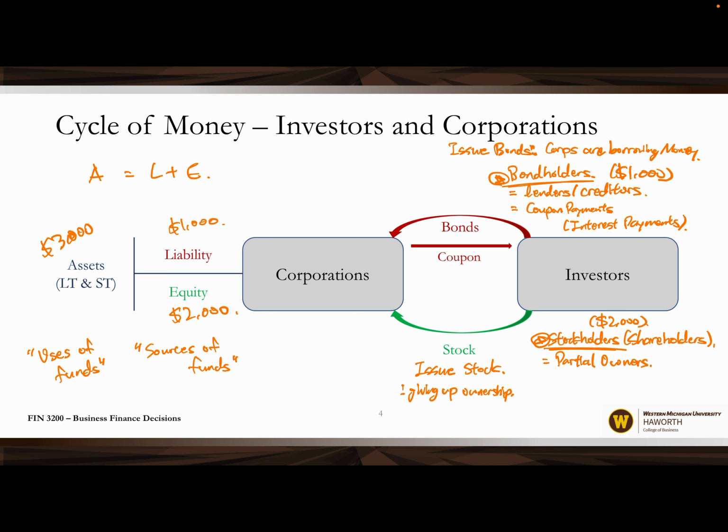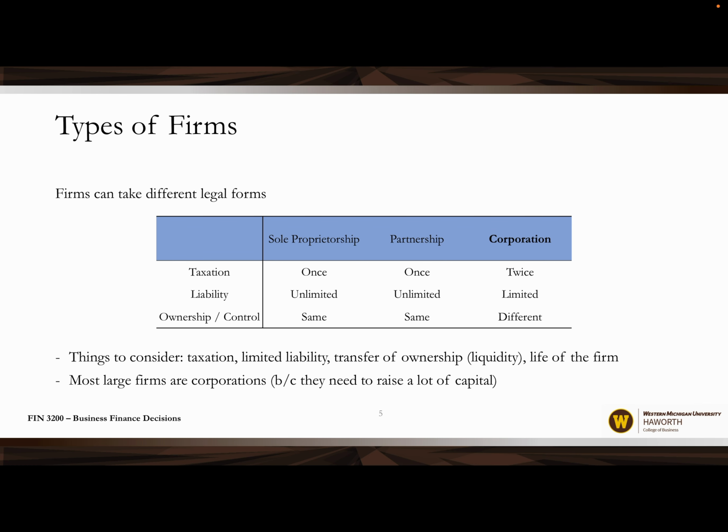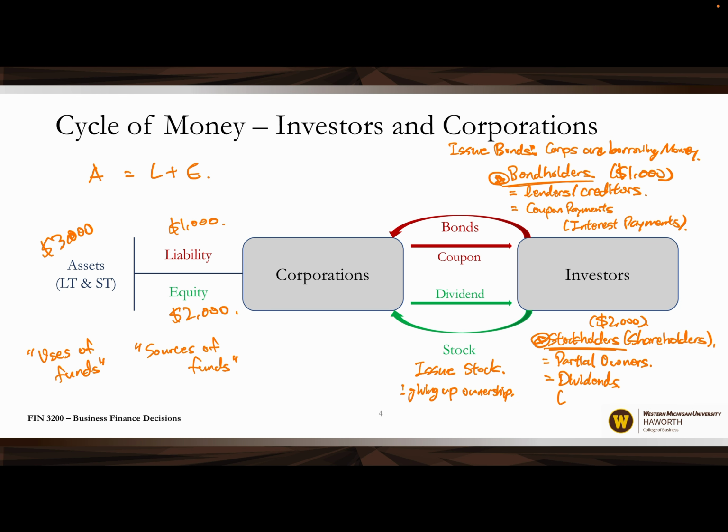Shareholders, stockholders will get something else called dividends. These are similar to coupon payments in concept, in that they're periodic, and they're similar to interest payments, but the key difference is dividend payments are not required. So when things go wrong, companies can stop paying dividends, and that's just fine.